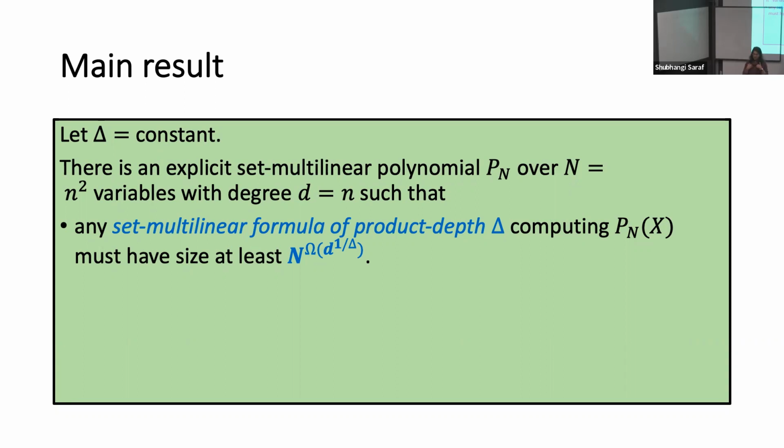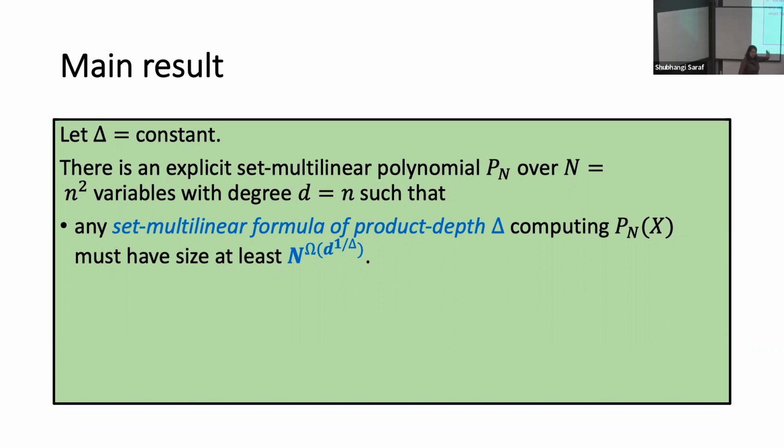But the polynomial I'll be talking about is not one of these. There is an explicit polynomial in n square variables of degree n, such that using a set multilinear constant depth circuit, that circuit must have large size. That circuit or formula must have large size. How large? Something like n to the d to the 1 over delta. So if delta is 1, then any set multilinear circuit computing it must have size at least n to the d.